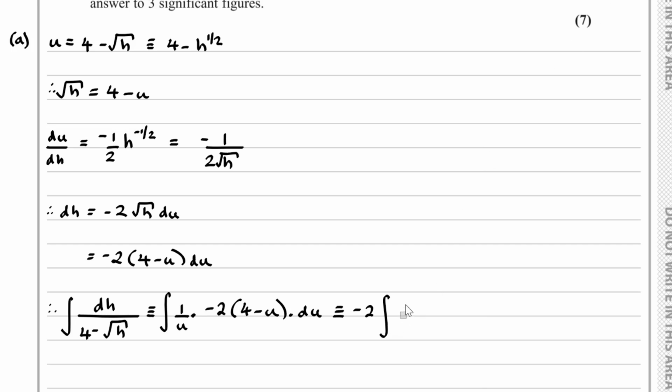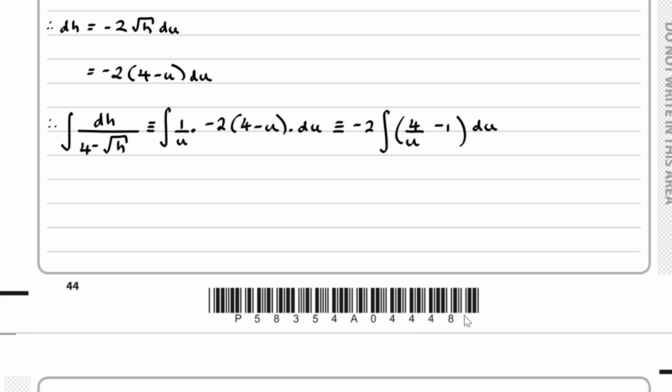Okay, so we have the integral of 4 over u minus 1 du. And if we work this out, we get minus 2 lots of 4 times the natural log of u minus u plus c. Okay, and we need to continue simplifying all this.